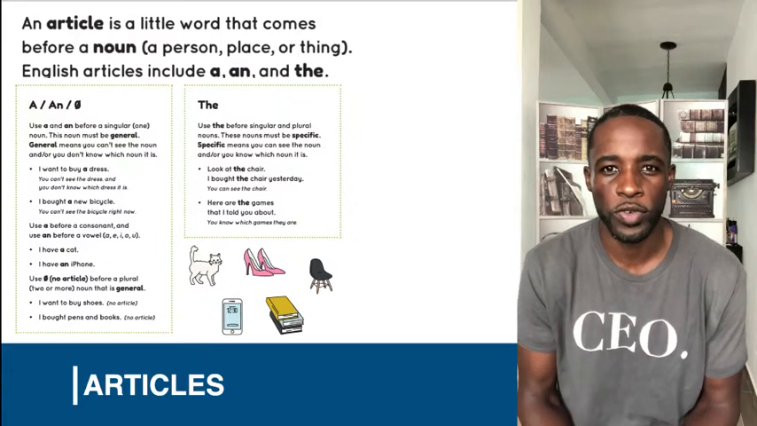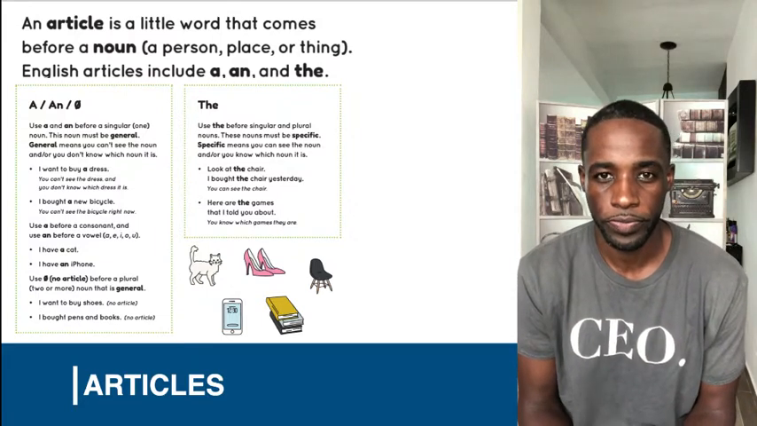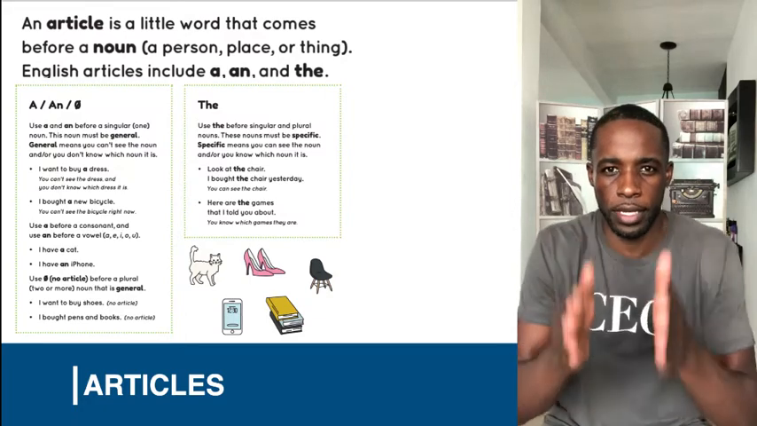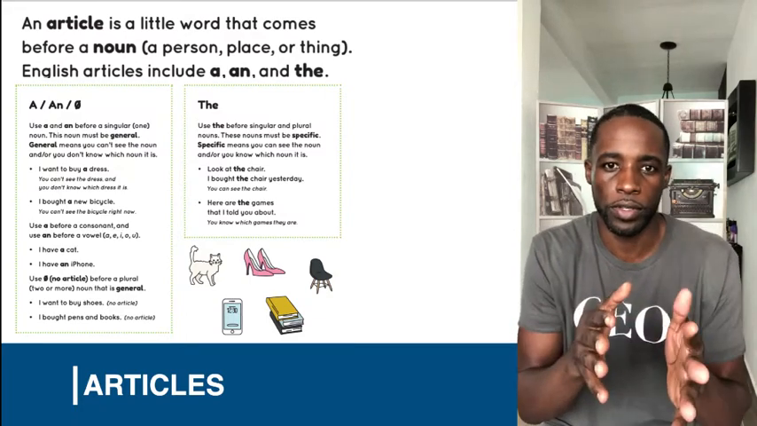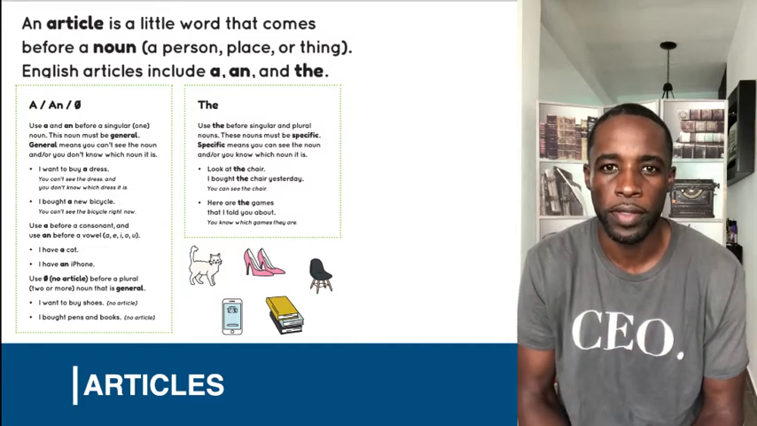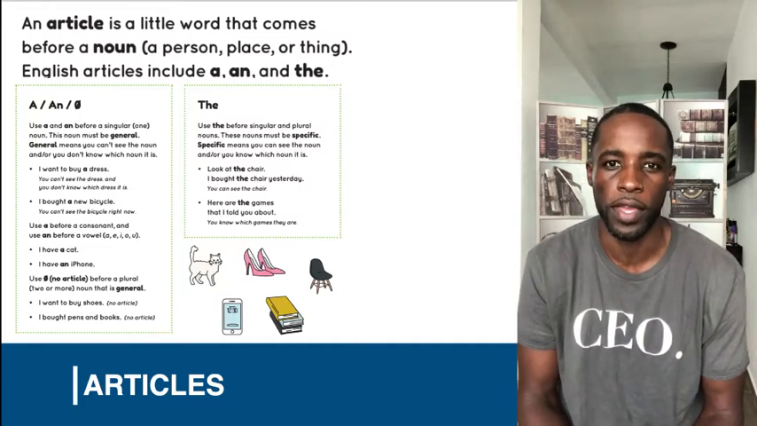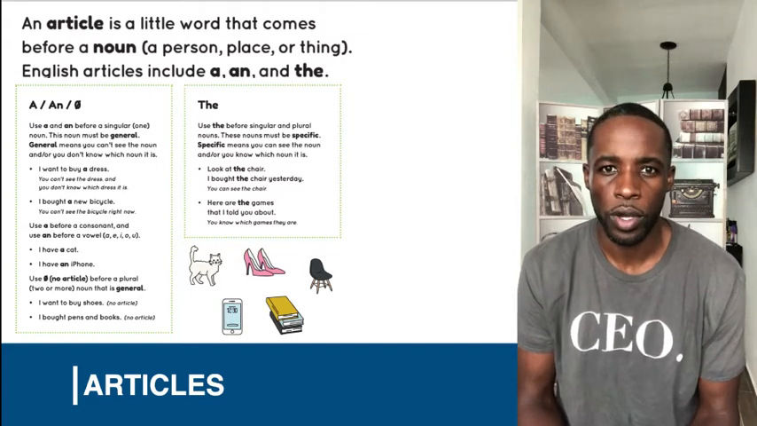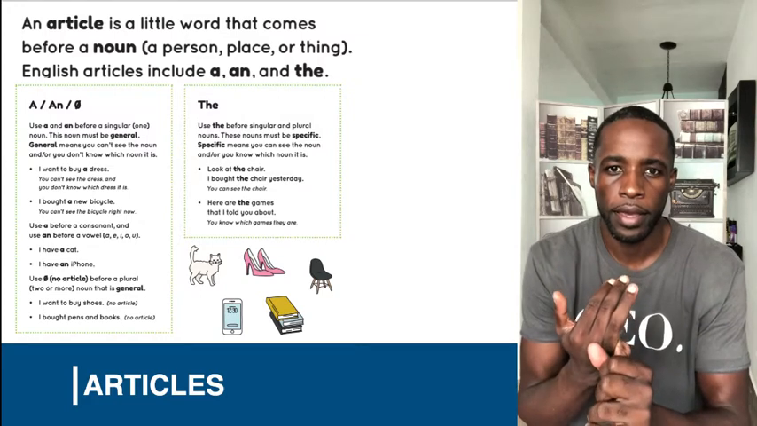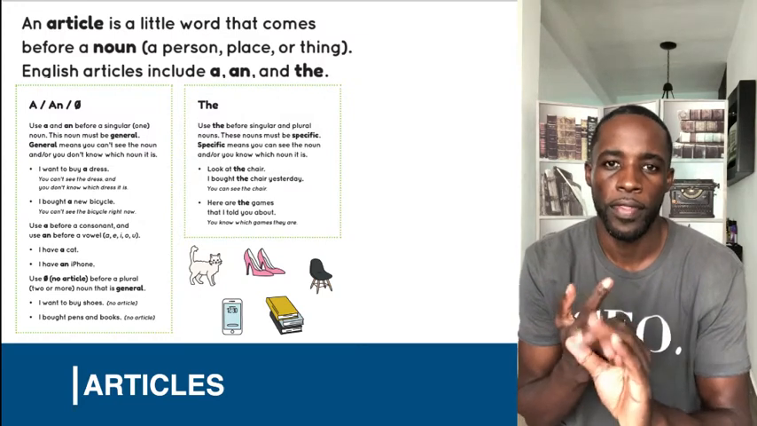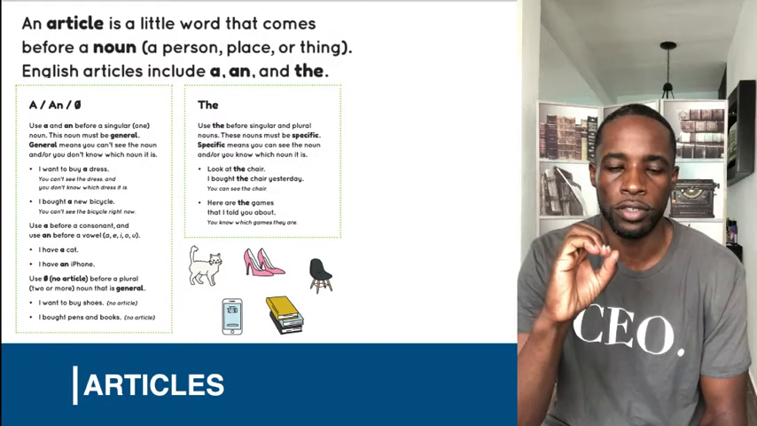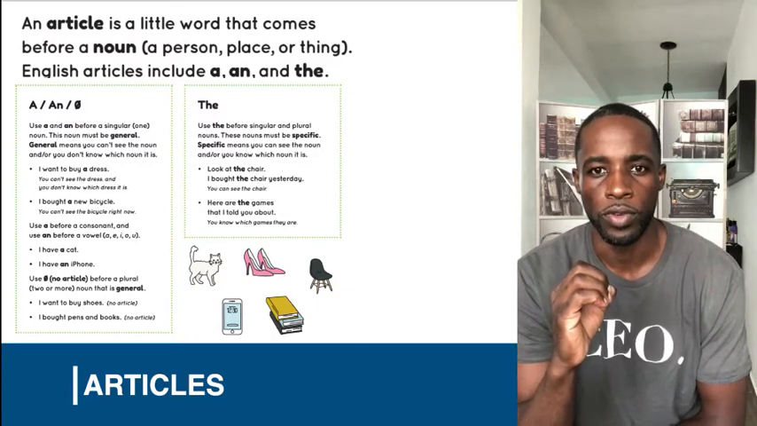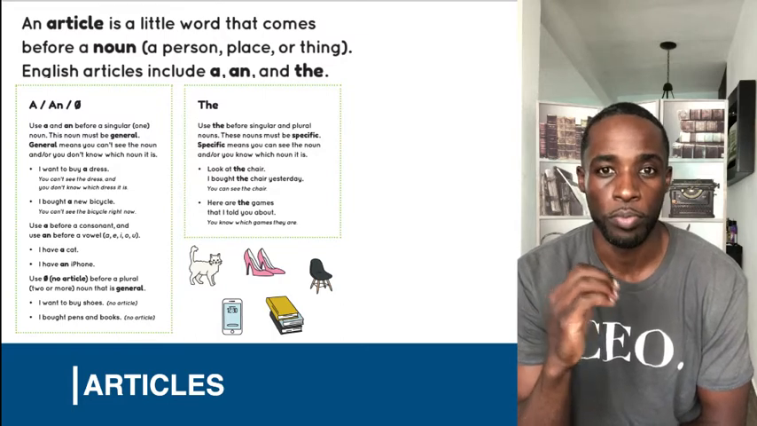Hey guys, I want to talk to you guys about articles. Articles are small little words that are used to connect sentences or to connect words. Typically these are used with nouns: person, place, or thing. The common or main articles are a, an, the, and then just zero articles. You don't need an article when you're using a certain noun that's in plural form.